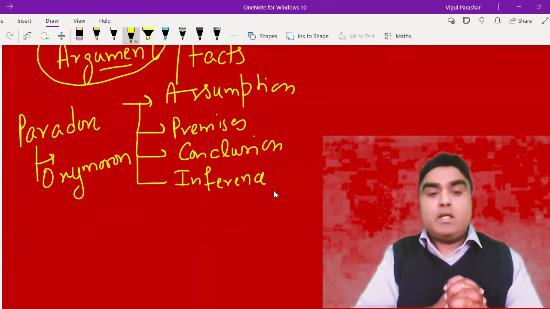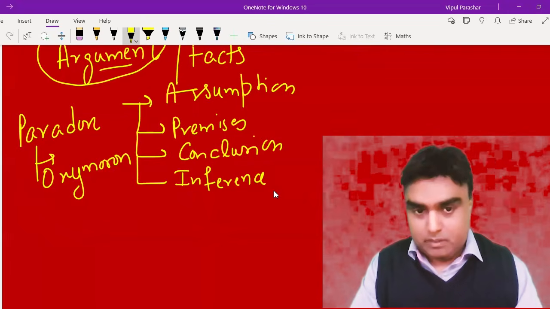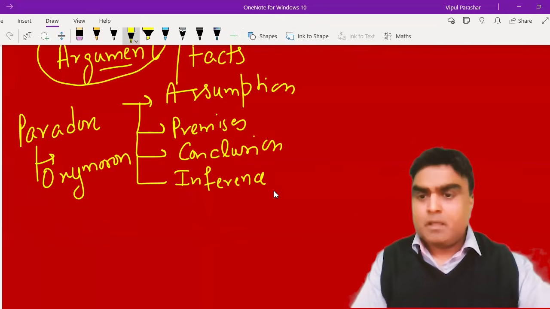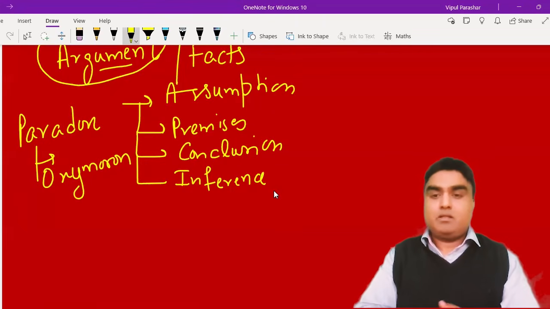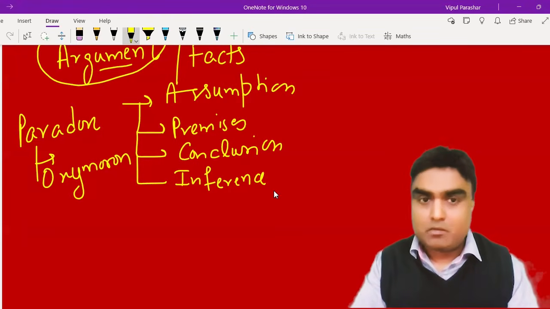One more thing is inference. Inference is what we infer. In common language, what does inference mean? Very good. Educated guess. Yes, good point. Very good participation in the class. So I would like everyone to participate.